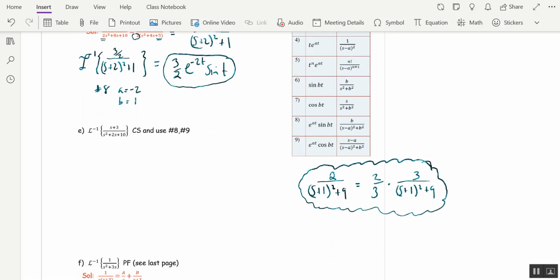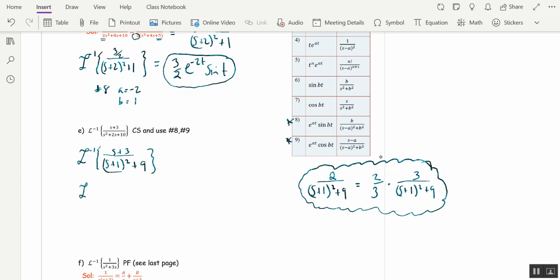Okay, next one, this is the most popular type. You're going to complete the square and use 2 formulas, 8 and 9. So 8 and 9 are going to be your friends. So here we go. I want L inverse of s plus 3 over, and complete the square on the denominator, that's going to be s plus 1 quantity squared plus, if I square that out, I get s squared plus 2s plus 1. I need plus 10, so my correction factor is a plus 9. Okay, now that doesn't look like formula 8 or 9. Whatever's here, I need the same thing to be up top in order to use formula 9.